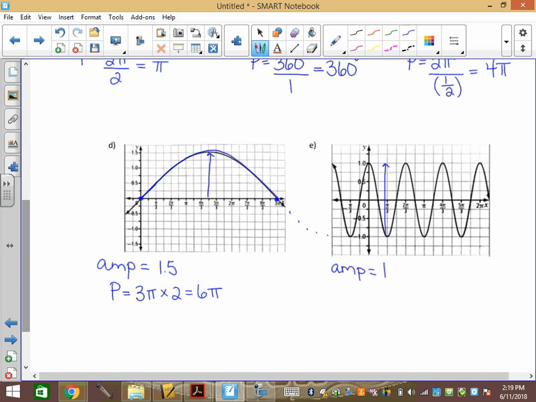We just went past a max. We're going to have to go past a what? Min. Have we gone past a min yet? No, this is halfway. Okay, what about this one? A max to a max is also a period, right? Max to max or min to min.